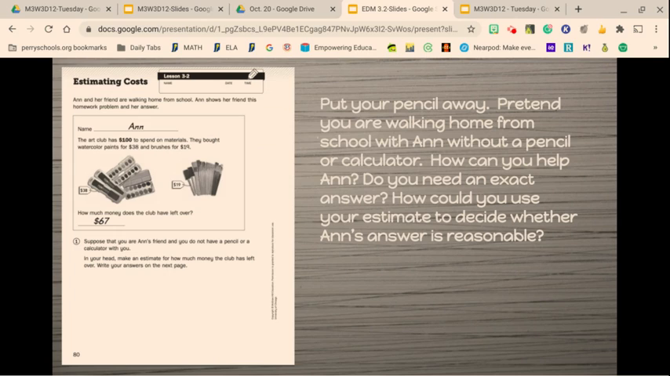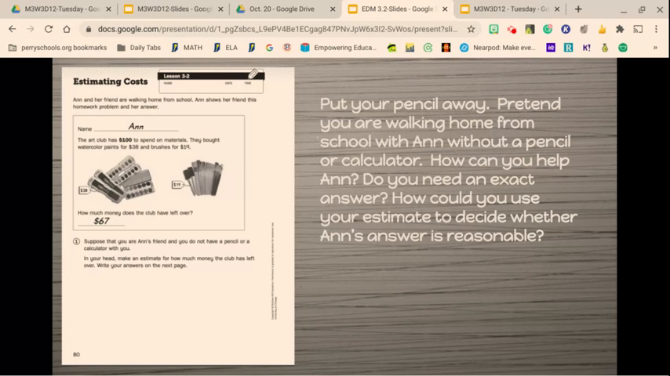Okay, for today, I want you to put your pencil away, and you're going to be working on this page. I want you to pretend that you're walking home from school with Anne, and you don't have a pencil, you don't have a calculator. And you're going to try to help Anne and figure out, do we need an exact answer? How can you use your estimating to decide whether Anne's answer is reasonable?